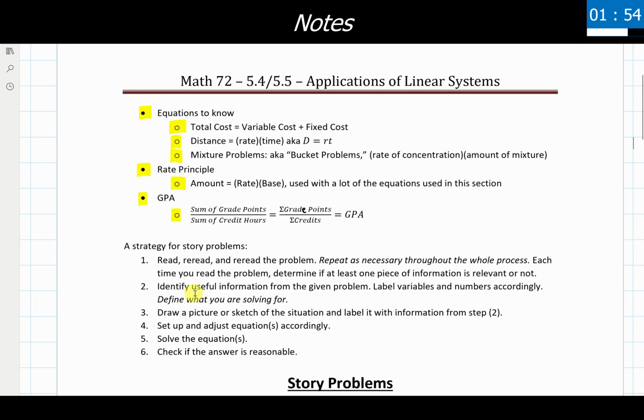Make sure that we're identifying useful information, labeling it, labeling variables, labeling numbers, and then really defining what we are solving for. Half the issues that I've seen with students is that they will read a problem and start solving for thing A, but the problem is asking you to solve for thing B. So we correctly solved for A, but we're not even asked to do that in the overall problem, so we've gotten the wrong answer because of that.